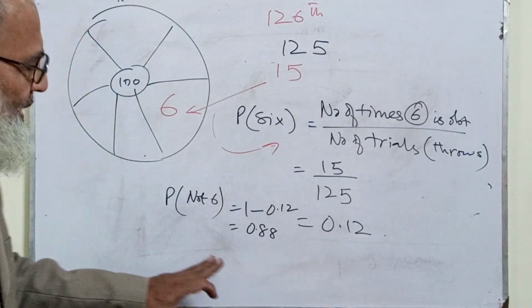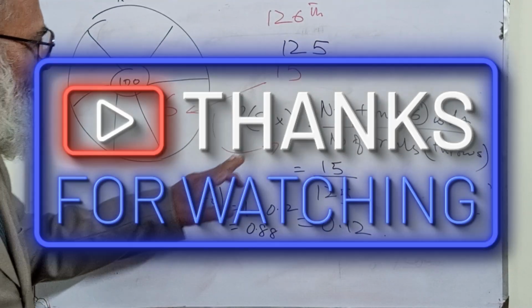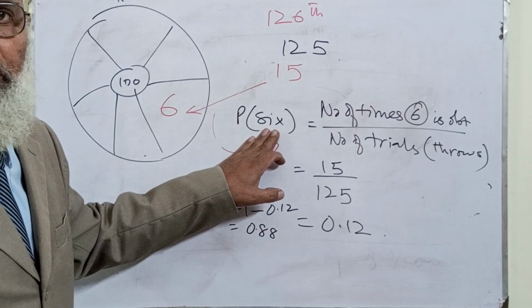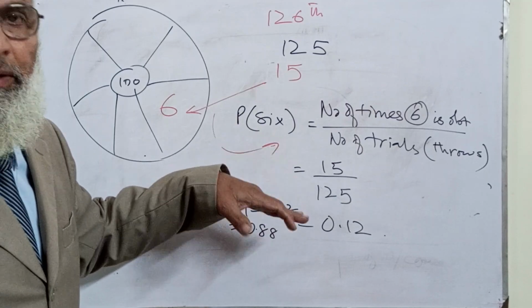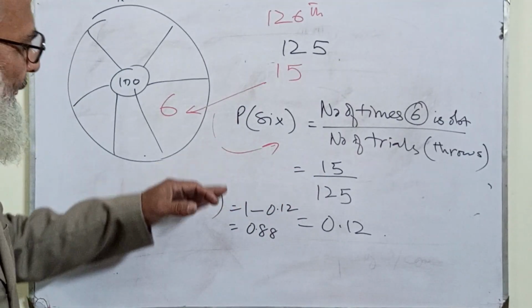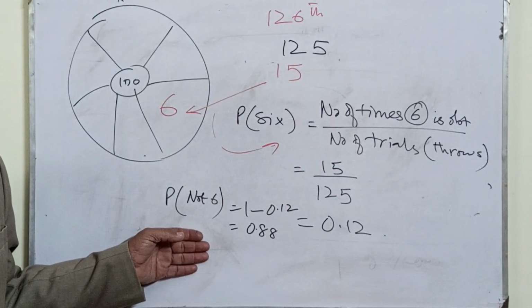So you see that I already told you about not and the desired event. Now this is the desired event. Sometimes it is called the desired event, and this was the not desired event.